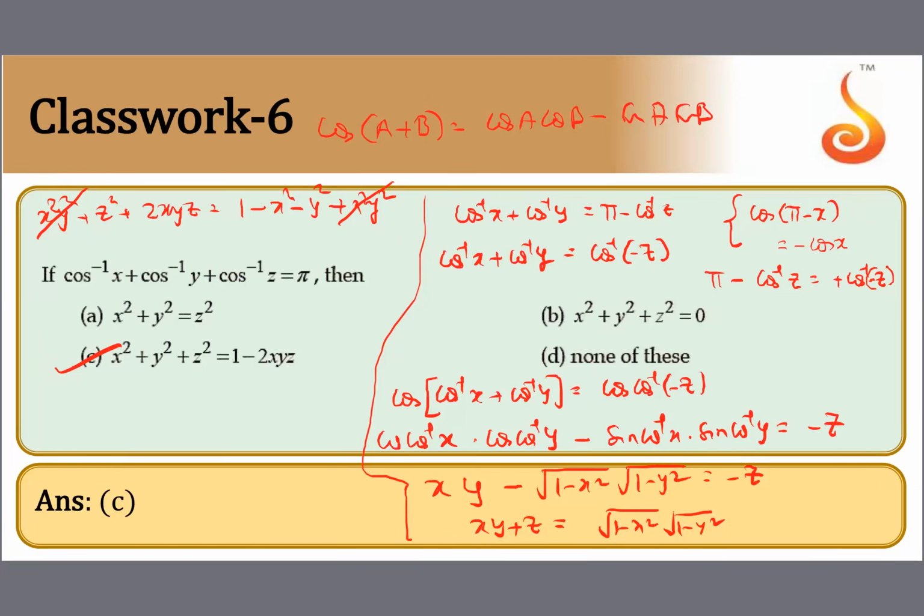So what is the formula used? Cos of pi minus x is equal to minus cos x, because in second quadrant cos is negative. Pi minus cos inverse z is cos inverse of minus z. Yes, don't be scared here.